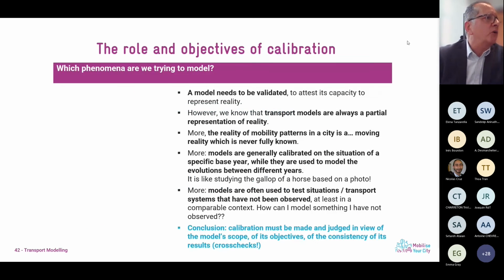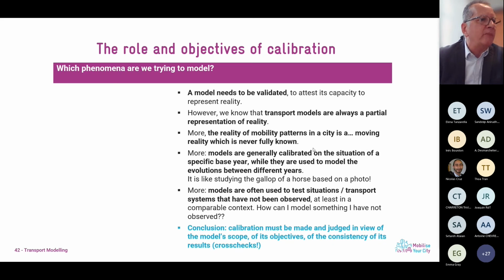Something about the role and objectives of calibration. Of course, a model needs to be validated to attest its capacity to represent reality. However, we know that transport models are always a partial representation of reality. And as we already said, the reality of mobility patterns in a city is moving, and it's something that is never fully known.